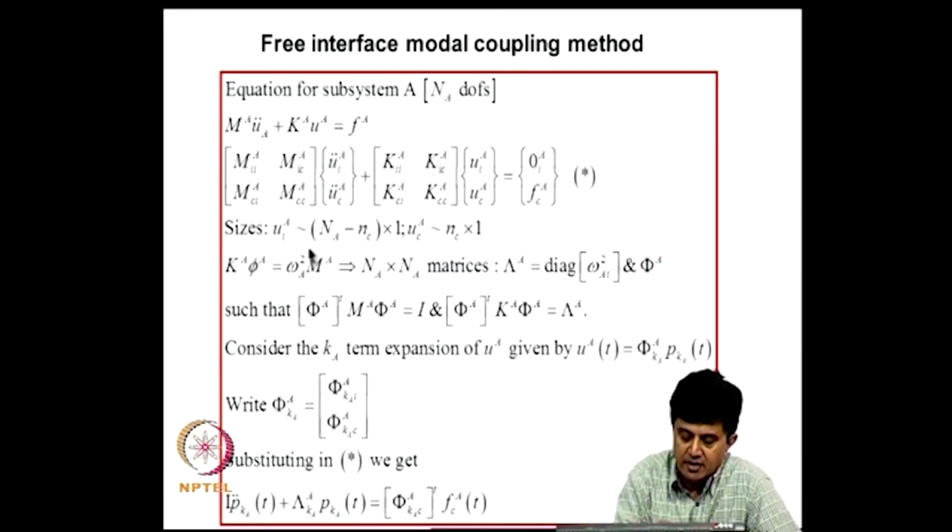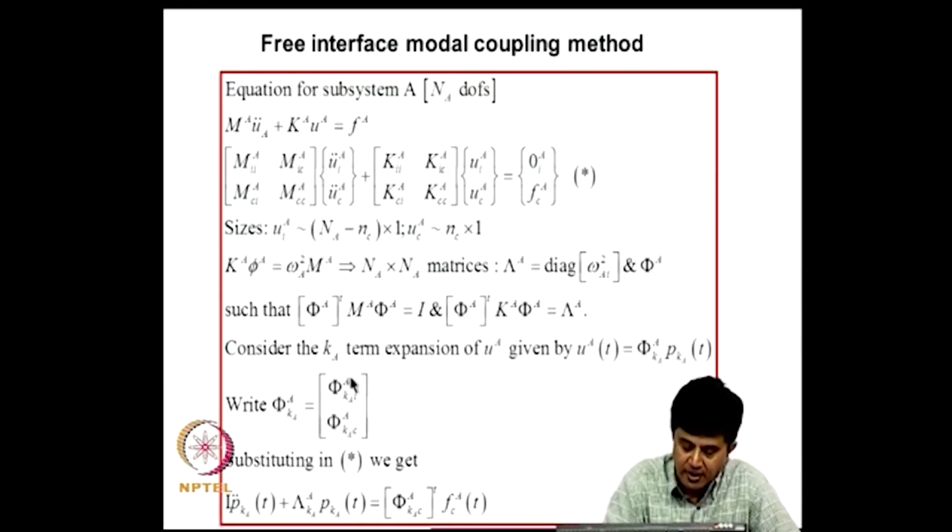Now, the sizes are as shown here. We can perform now the eigenvalue analysis corresponding to this system. I am not putting UCA of t to be 0 now, I am including it in the model. Now, I will perform the eigenvalue analysis and determine Na cross Na modal matrix and diagonal matrix of eigenvalues. Okay. And I will make this modal matrix to be mass normalized, so that phi transpose m phi is I and phi transpose k phi becomes lambda for the subsystem A.